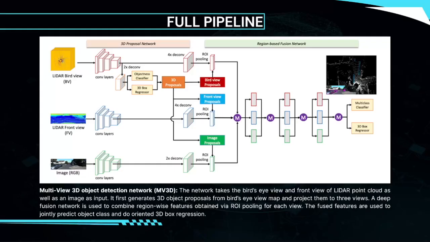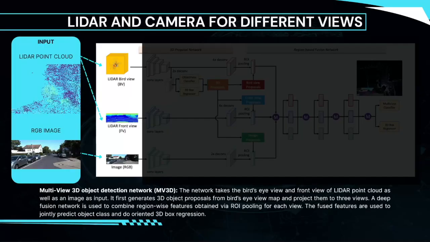The full pipeline. Their proposed pipeline consists of two networks, the 3D Proposal Network and the Region-Based Fusion Network. LiDAR and camera for different views. The network takes the LiDAR point cloud and RGB image as input. It encodes this information into the bird's eye view, front view, and image view.